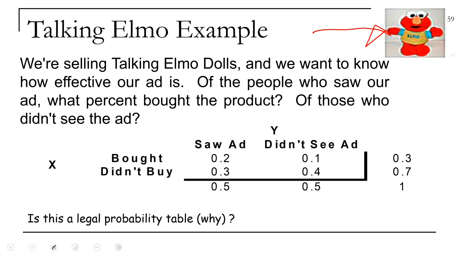And didn't buy a talking Elmo doll. And we have data on whether they saw the ad, did not see the ad. Here's our joint probability table. Is this a legal table? Yes, it is. Everything adds up to 1. And what we have here, those are called the marginal probabilities.